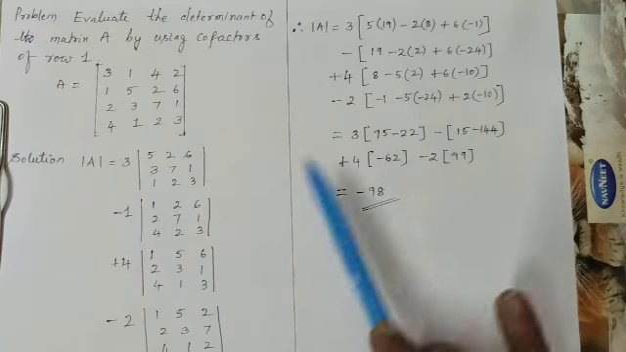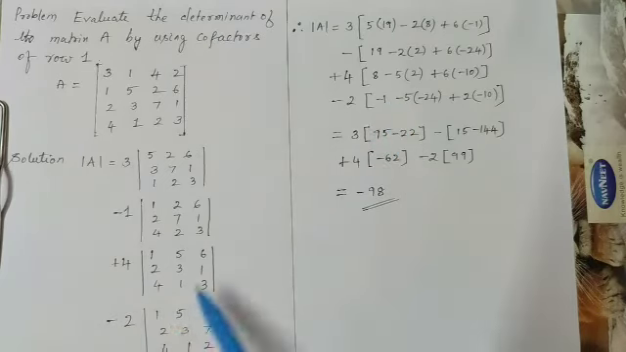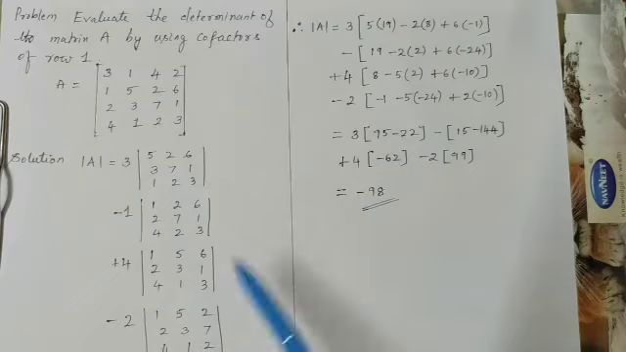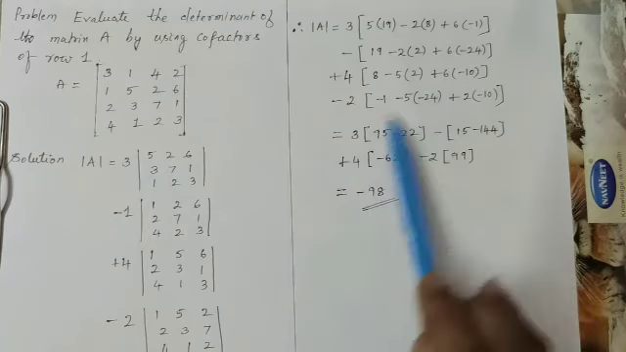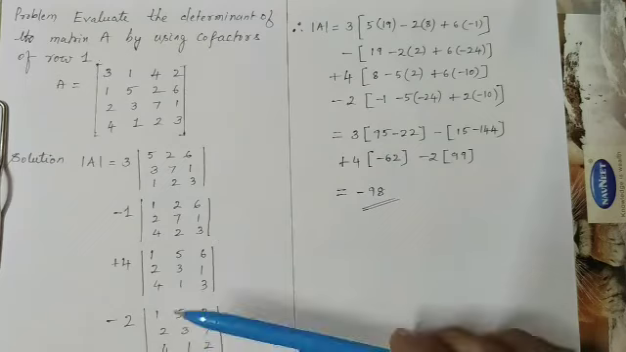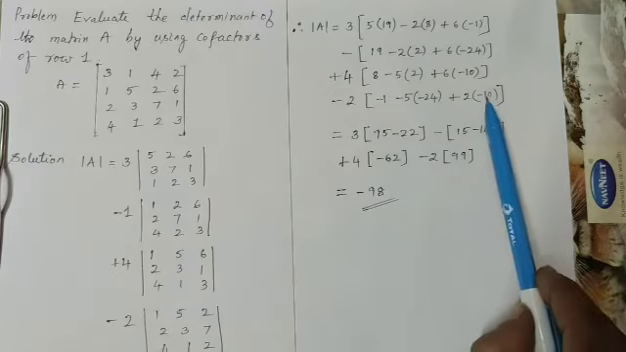Then minus 2, the determinant of this matrix will be minus 1 into the determinant of this: 3 twos are 6 minus 7, that is minus 1, minus 5 into the determinant of 2 4 7 2, 2 twos are 4 minus 7 fours are 28. So 4 minus 28 is minus 24, plus 2 times the determinant of 2 3 4 1. How to calculate the determinant of 2 3 4 1? Very simple: 2 into 1 minus 4 into 3. So 2 minus 12, minus 10.